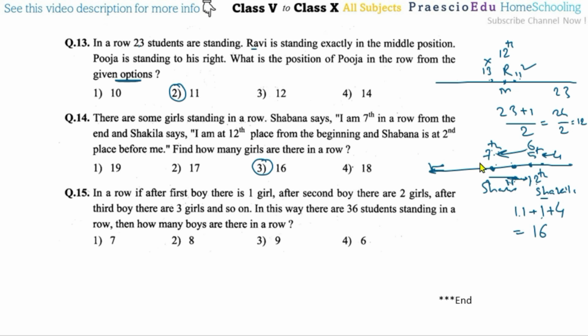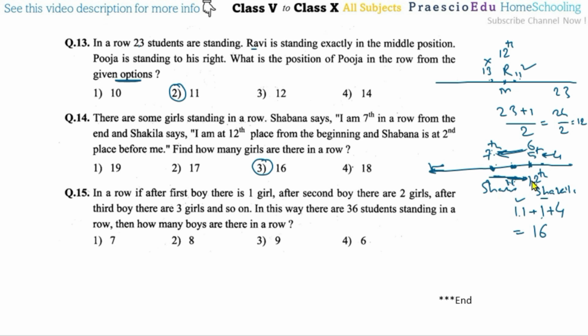So I am again repeating, this 7th place of the Shabana is given, 12th place of the Shakila is given, but the 7th is from the end and Shakila's 12th is from this beginning. Okay, and in between this one, the condition is that Shakila is second place in front of this one. Okay, in between this one, only one girl is there. Okay, now for counting purpose, we will take Shakila as reference. Now Shakila is on 12th, means here the 11 girls, so we have taken the 11.